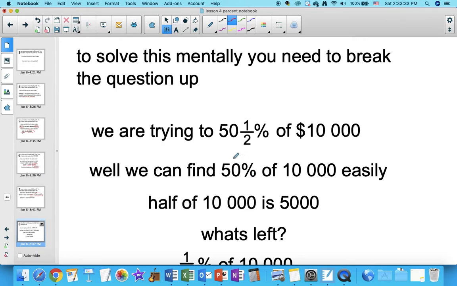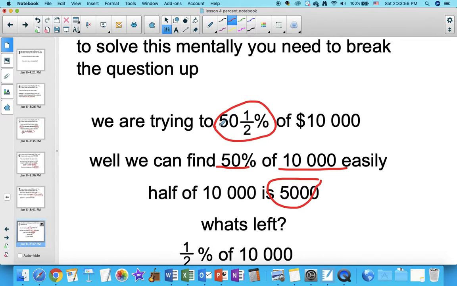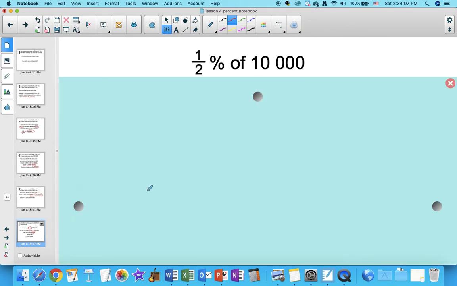We are trying to find 50.5% of 10,000. Well, let's break it up. Let's see if we can find 50% of 10,000. Well, we can do that easily. Half of 10,000 is 5,000. So 50% of 10,000 is 5,000. So we already found the 50%. What's left is the 0.5%, and that's what we need to add. Well, 0.5% of 10,000, how do we find that? What is 0.5% of 10,000?